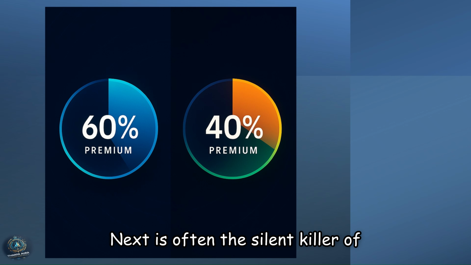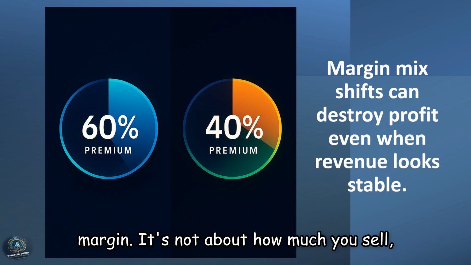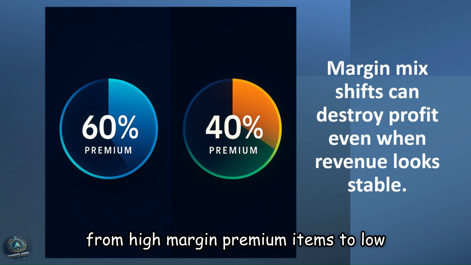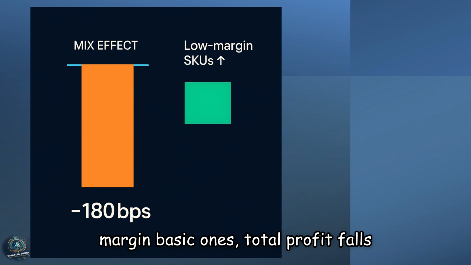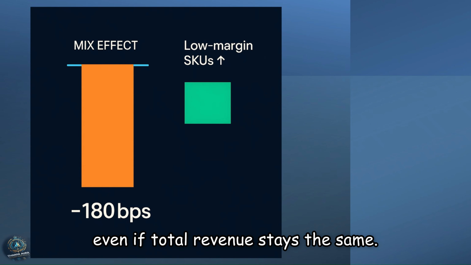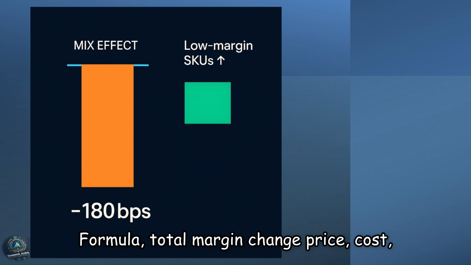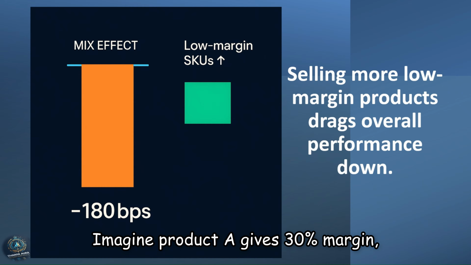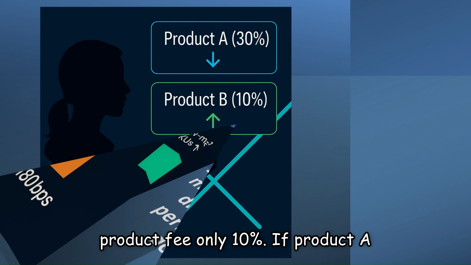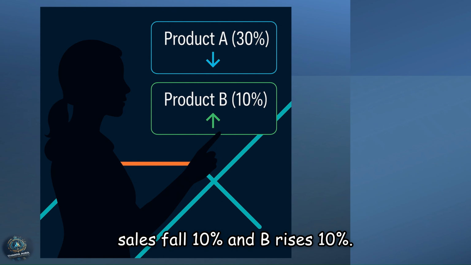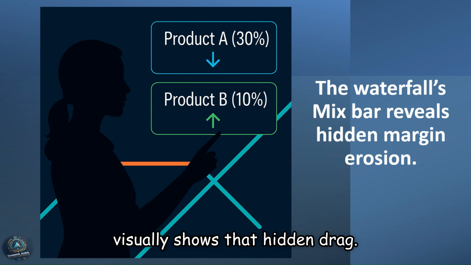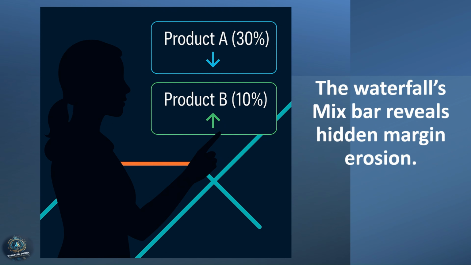Mix is often the silent killer of margin. It's not about how much you sell, but what you sell. If your sales shift from high-margin premium items to low-margin basic ones, total profit falls even if total revenue stays the same. Formula: total margin change minus price, cost, volume, FX. Imagine product A gives 30% margin, product B only 10%. If product A sales fall 10% and B rises 10%, overall revenue looks fine, but margin collapses. The waterfall's mix bar visually shows that hidden drag.